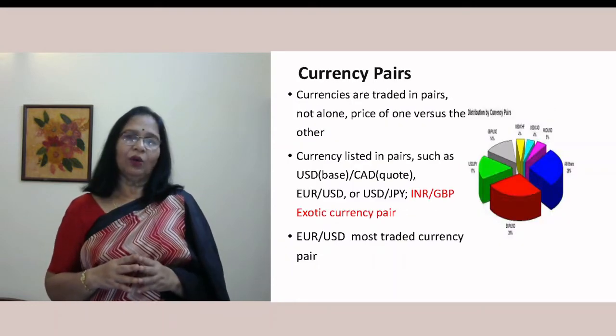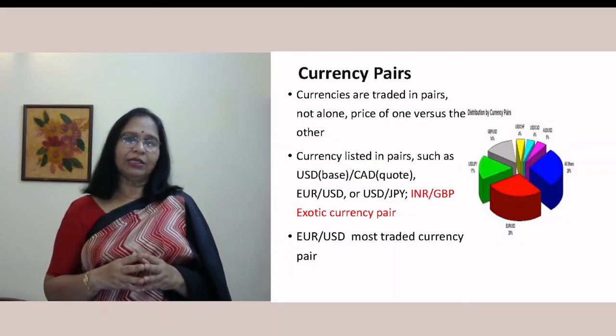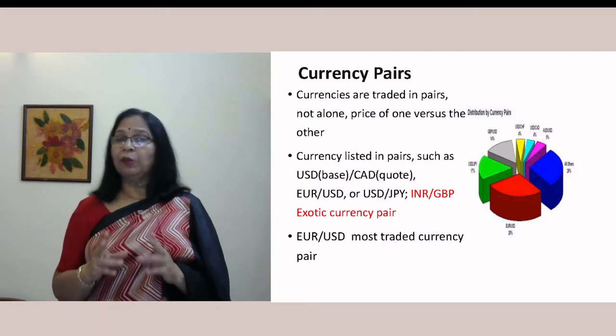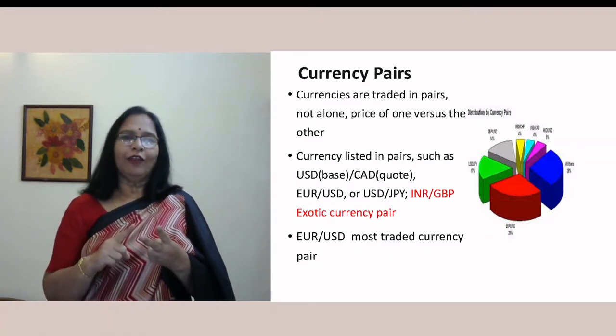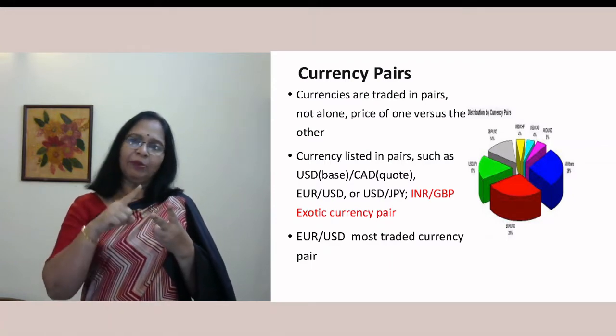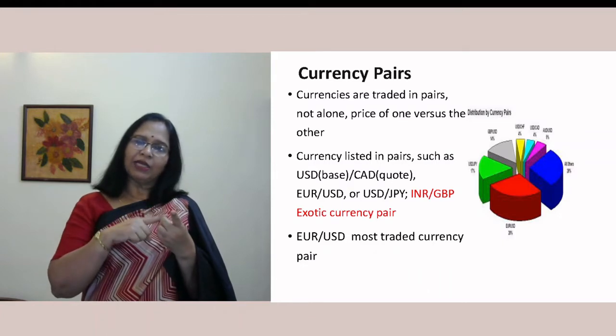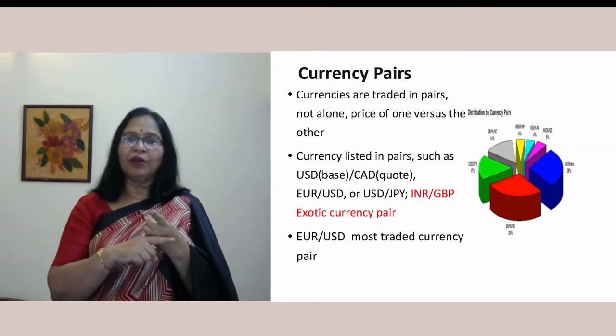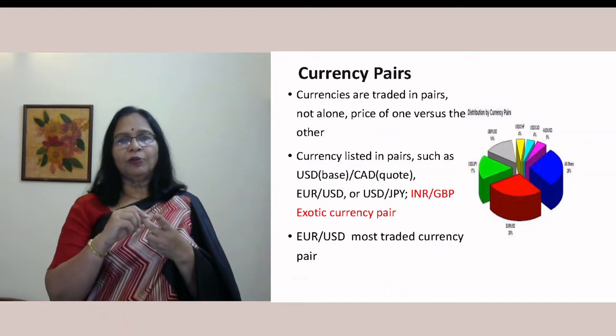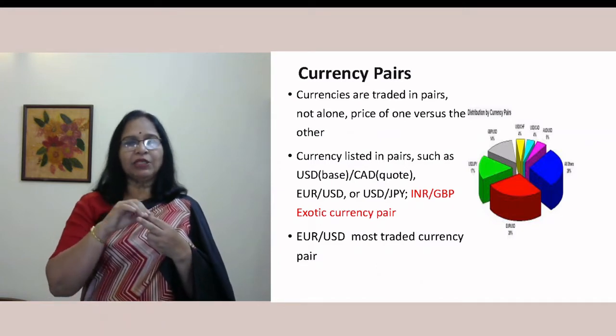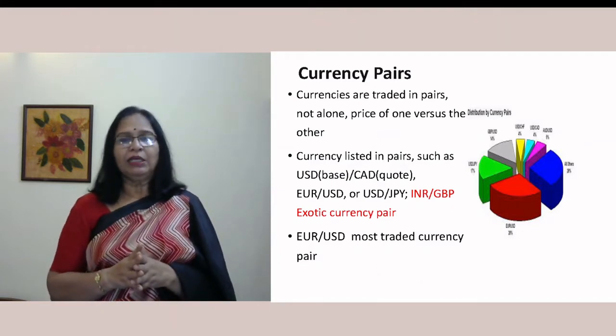Let's look at how the currencies are bought and sold. The currencies are bought and sold only in pairs, which means if we want to get a dollar, then immediately the dollar is purchased by giving away rupees. So the sale of currency and the purchase of currency has to happen at the same time.